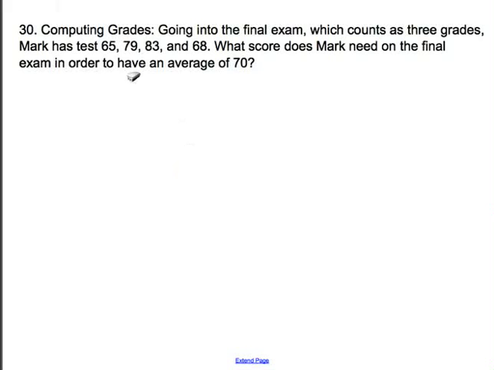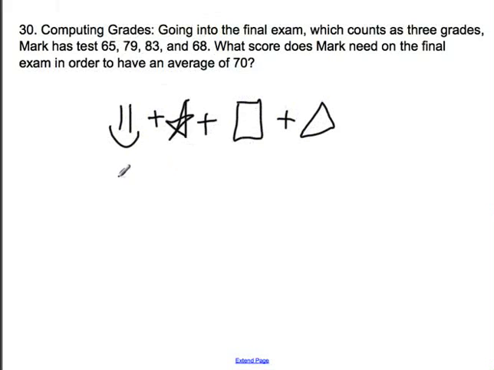Okay, so on this one, we're going to be computing grades. We need to find averages. If you remember how to do averages from past classes, usually you take one test, and then your next test, and then your next test, and then your next test, and then you divide by how many tests you have. That's how you find your average.